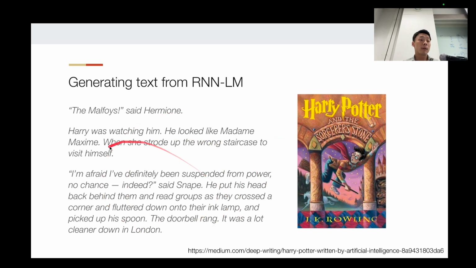Okay, so if you train on it, then it will try to mimic what happened in your training text, right? So it learns the characters' names, Hermione, Malfoy, Harry, and all the words. You can see that the sentences are mostly grammatical and sound very English-like. For example, "he put his head back behind them and read groups as they cross a corner and flutter down to an ink lamp." Actually, it doesn't make much sense, but it does sound a bit like English. "Okay, the bell rang. It was a lot cleaner down in London." So it looks something like this.